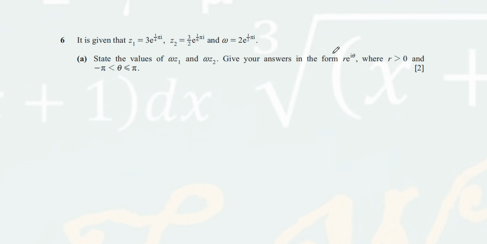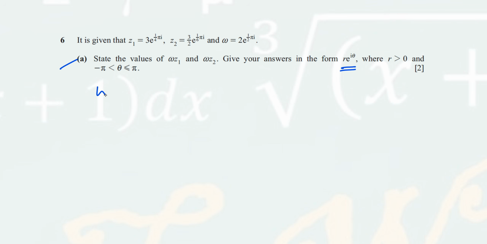Alright, now question number 6. We are given three complex numbers. z1 is 3e^(1/4 πi), z2 is 3/2 e^(1/6 πi), and w equals 2e^(1/2 πi). So what we need to do here in the first part is state the values of the multiplications and give the answer in re^(iθ), where r is greater than 0 and theta is between minus pi and pi.